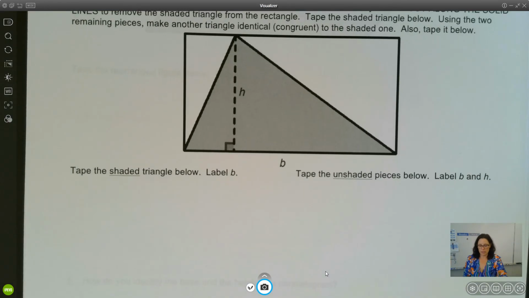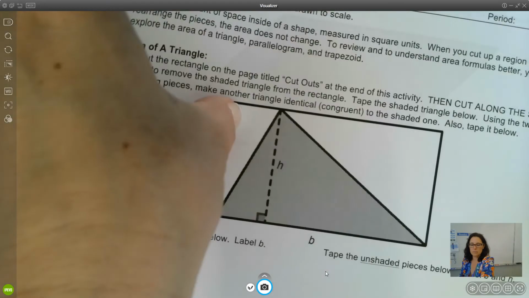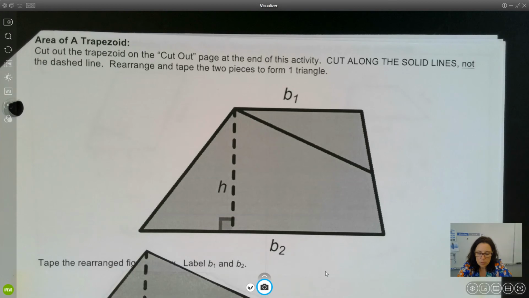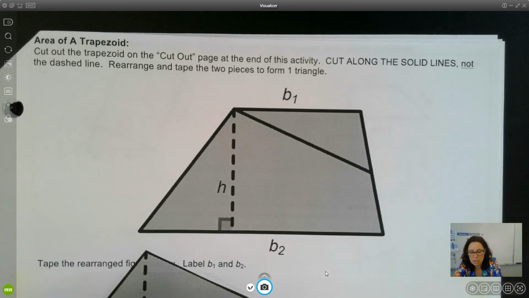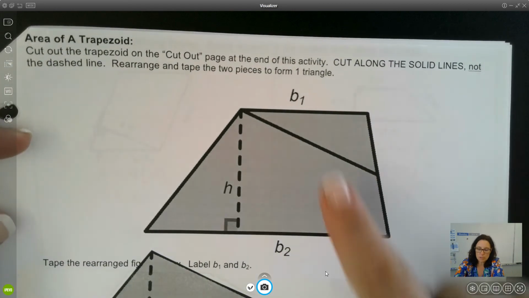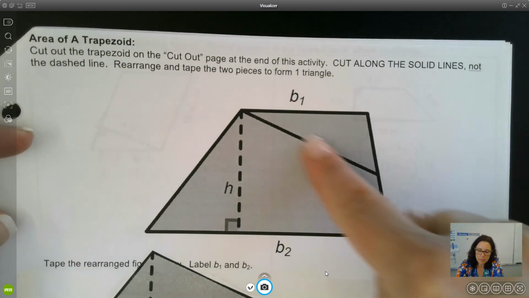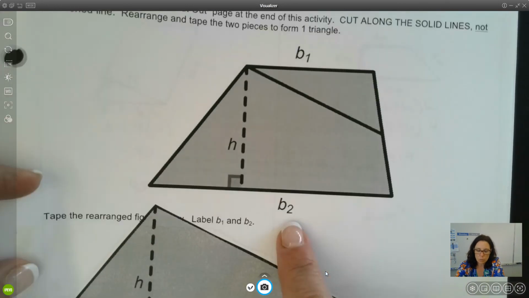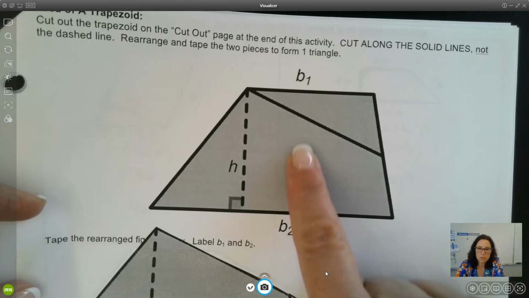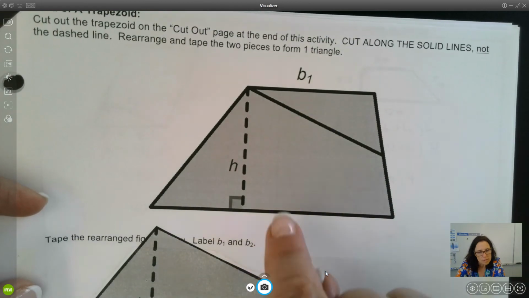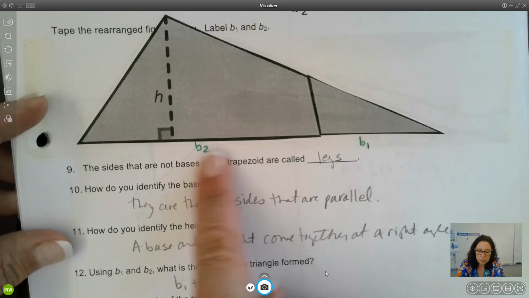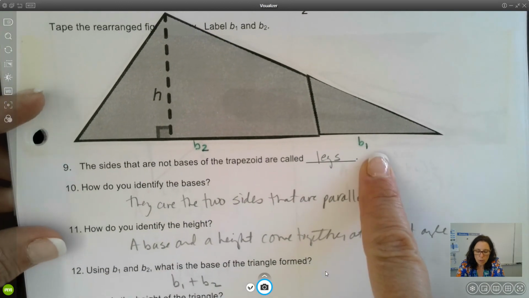For a trapezoid, this one's a little bit more complicated. We're going to cut out those pieces. It says cut along the solid lines, not the dashed, rearrange and tape to form one triangle. So basically I cut this piece out, flipped it around and landed it here. It's really important to see base 2 and base 1. A trapezoid has 2 bases. You can see this whole thing is base 2 and this is base 1.